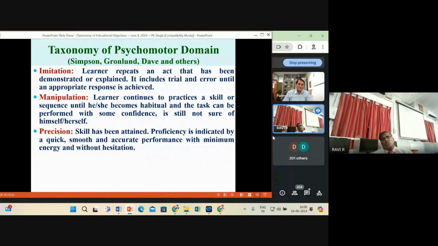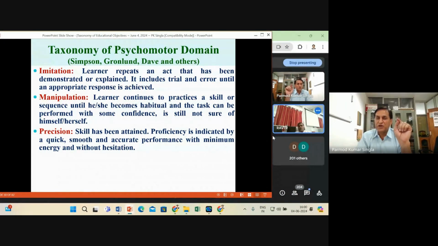Also, you have to give these psychomotor domains, then no questions have to be asked. They have to be asked to perform. I can give you a very beautiful explanation of how to drive a car, but actually driving a car is different than writing a procedure for driving a car. That is a problem area.